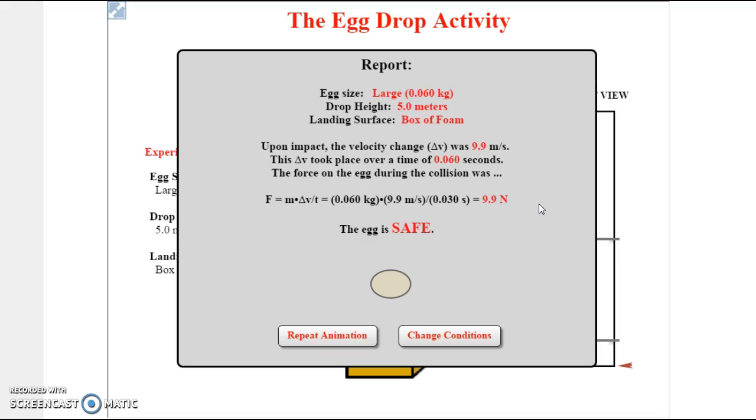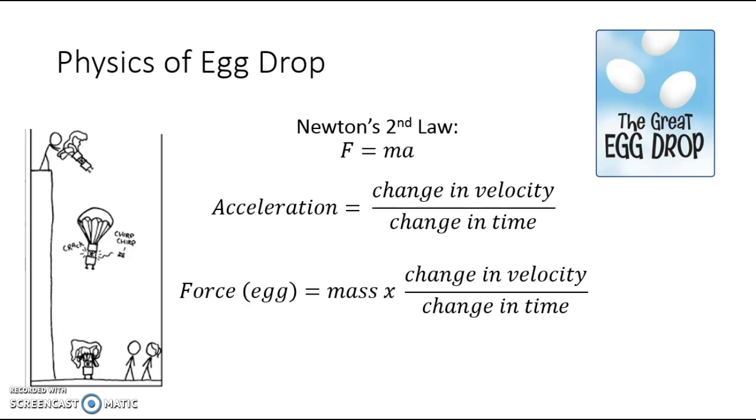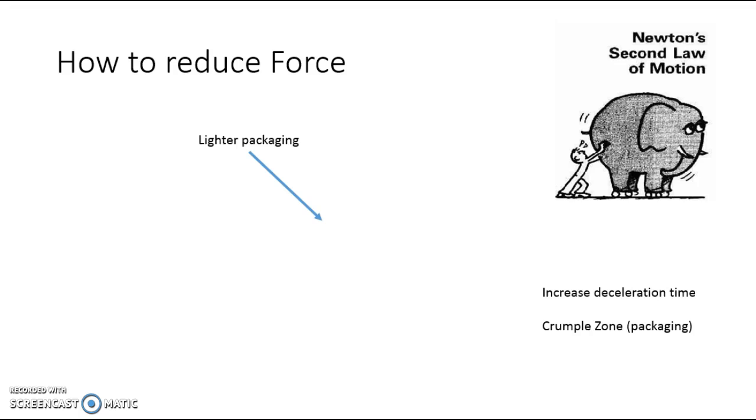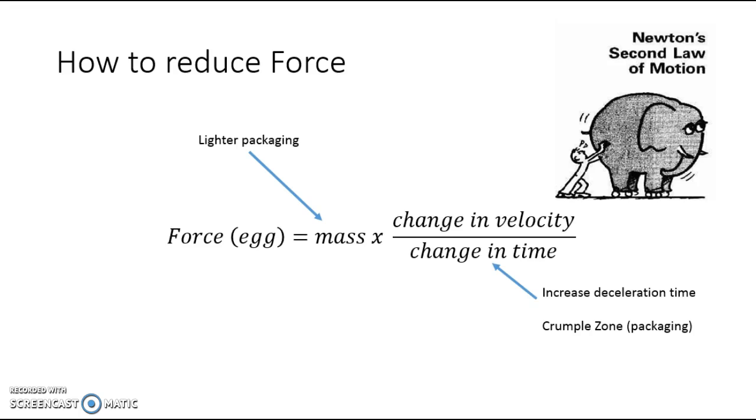So the story basically shows that if you're going to slow down the time it takes for the egg from the time it hits the surface of the ground to coming to a complete stop, if you manage to slow that down enough, you will save your egg by reducing the force. So there's a couple of ways to focus on this. Obviously, increasing the deceleration time, or increasing the time it takes for the egg to come to a complete stop.